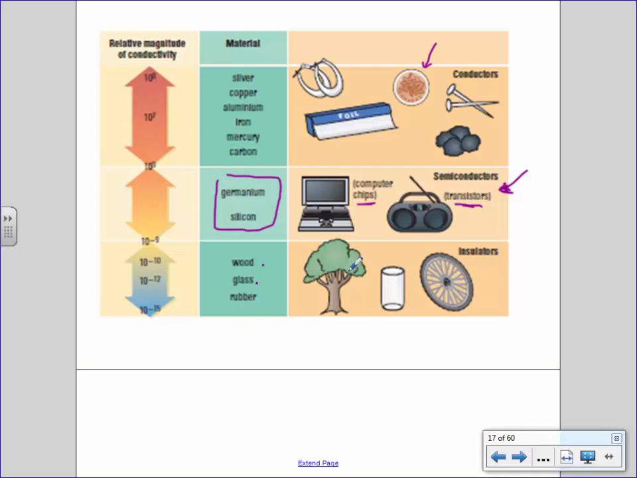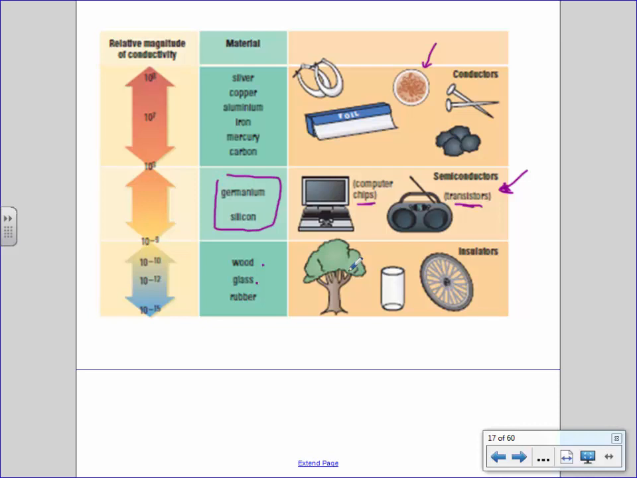Now, because I've taught you guys chemistry, I want to find these on the periodic table. So I'm going to go back over here so you guys can see. I'm going to bring a meter stick. Here is silicon. Here is germanium. Can you guys see those two right there?